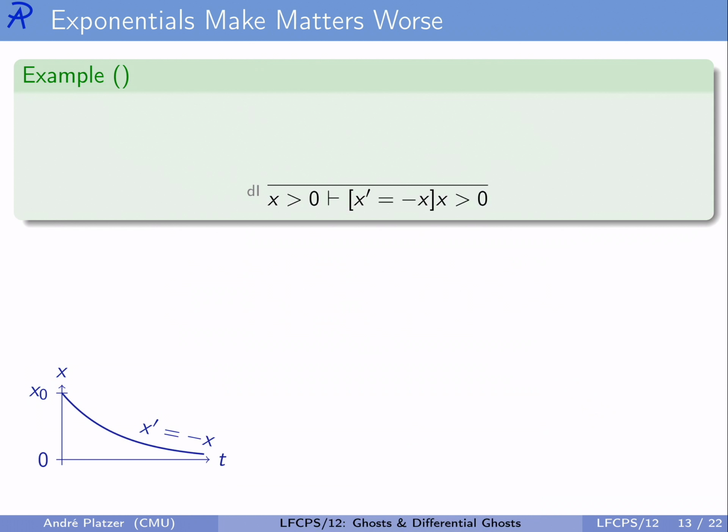Let's play around with it a little bit. Here's a question about a dynamics that says if we start where x is positive, then x will always stay positive, if we follow the differential equation x prime equals minus x.